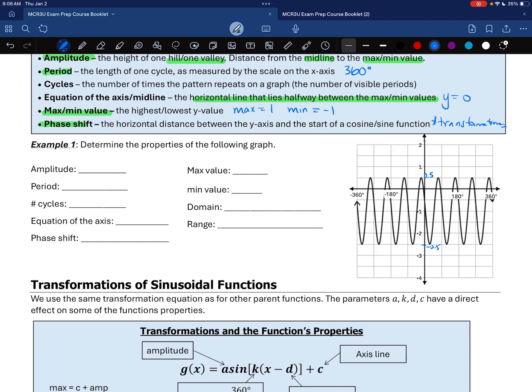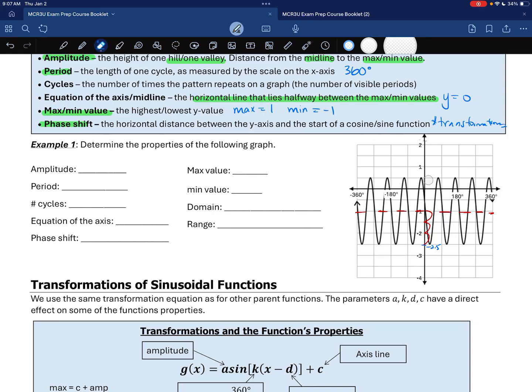There are formulas to find the axis line and the amplitude, however it's just counting, so it's using number sense. The distance from negative 2.5 to 0.5 is a total of 3 units. And if I take 3 units and I cut that in half, that's 1.5. So that tells me if I go 1.5 from the bottom or 1.5 from the top, I'm going to have the location of my axis line.